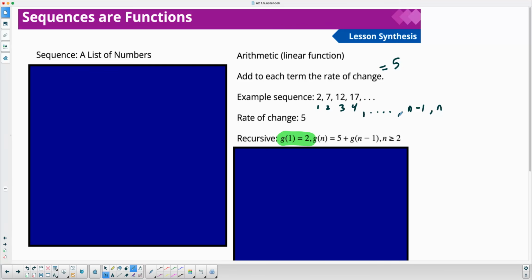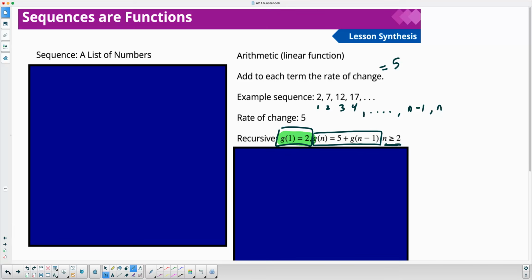But here's my recursive formula. G of n equals 5 plus g of n minus 1. So you're basically adding 5 to the previous term. Now, here's something that we didn't do. It says n has to be greater than or equal to 2. And they also give us the first term. So maybe I should go back a little bit and maybe add that stuff on there too.